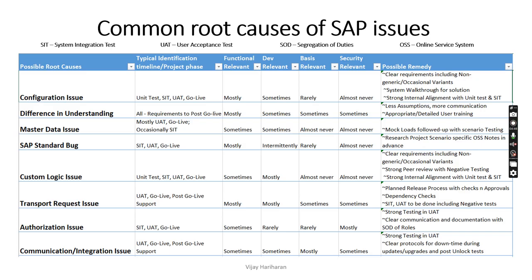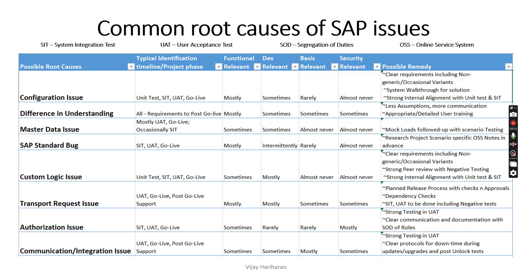So the next is difference in understanding, self-explanatory kind of issue, and this can go with any or every other issue that's mentioned here. A master data issue might end up being a difference in understanding. A configuration issue might end up being a difference in understanding. So this can occur in all phases, right from requirements up to post go live.